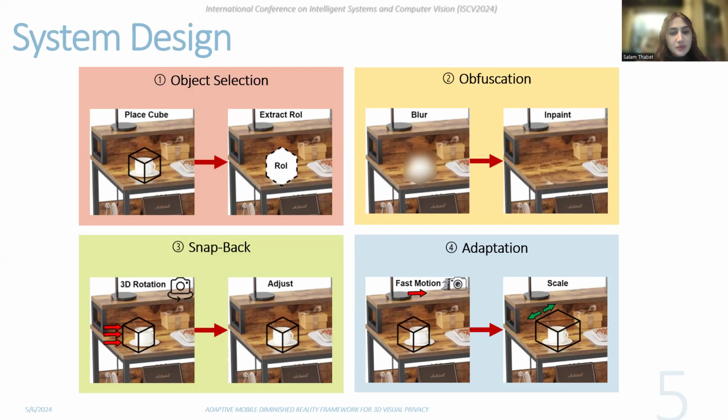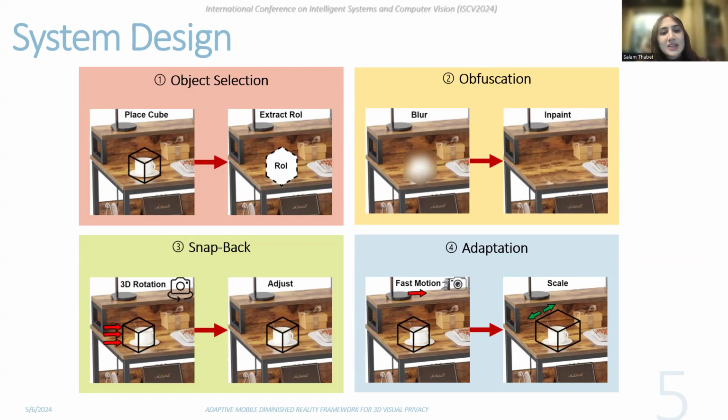The region of interest, or ROI, which we will obfuscate, is then extracted in every frame as the convex hull of the placed 3D virtual object. The next step is obfuscation, by either blurring or inpainting the extracted ROI in every frame. To enhance privacy guarantees as the user moves freely in the 3D environment, we apply two algorithms. We presented the snapback algorithm in our previous work to fully enclose the private object from all sides and prevent an accidental revelation of the private object due to the different perspectives during 3D rotation motion around it.